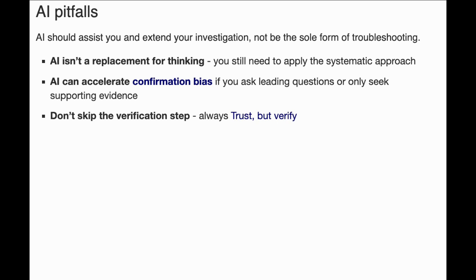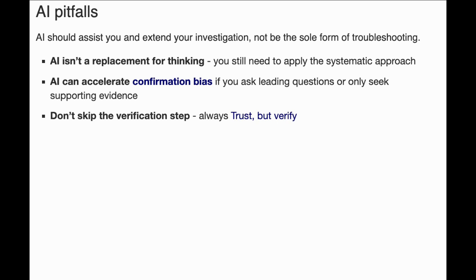AI can accelerate confirmation bias if you ask leading questions or only seek supporting evidence. This is subtle but crucial. If you ask AI, why might this be a database problem? It'll give you a dozen reasons why it could be the database, even if it's not. You've primed it to confirm your existing theory. Instead, ask, what could cause these symptoms? And let it suggest multiple possibilities, including ones that contradict your current thinking.